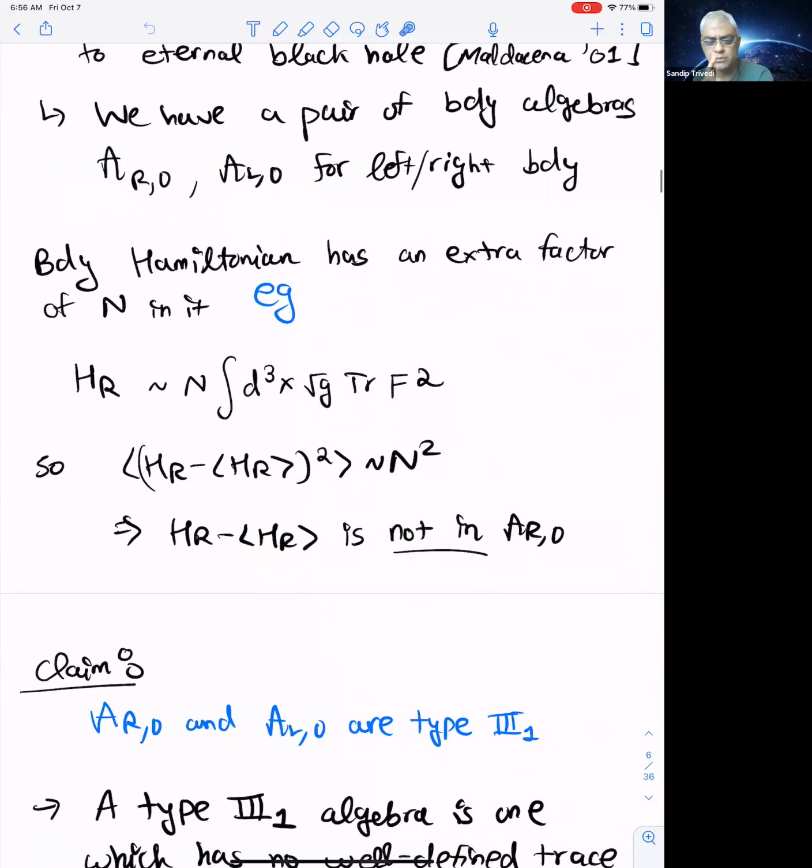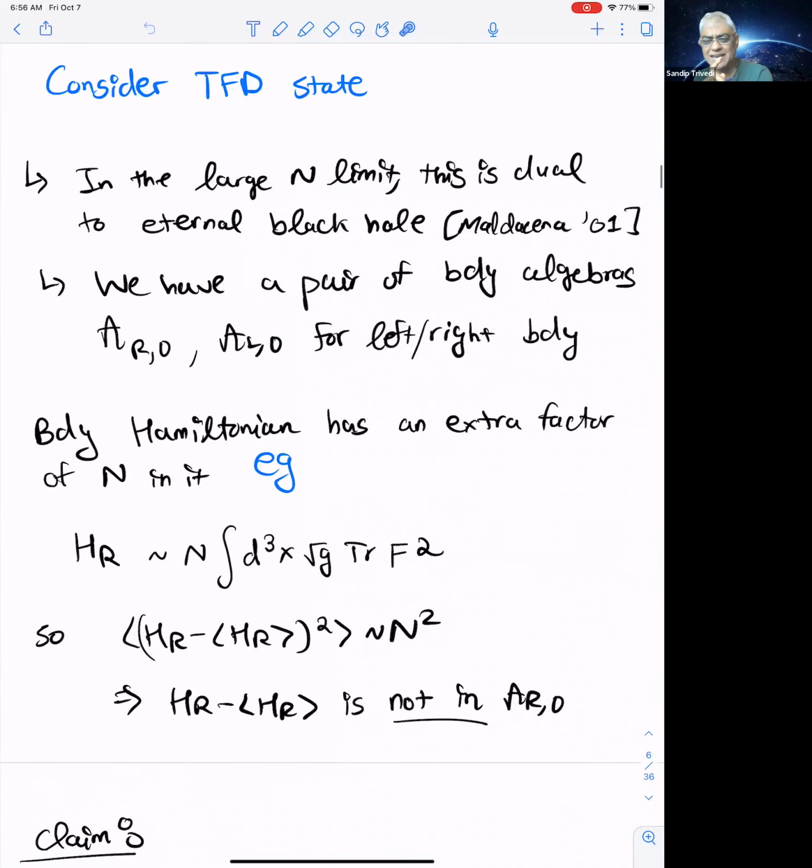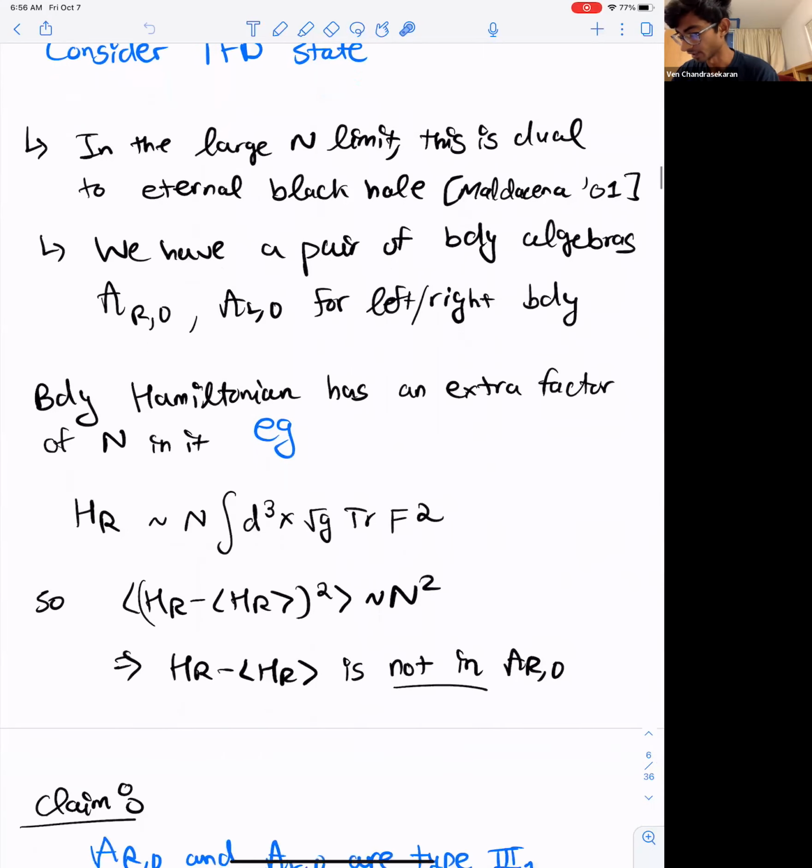Sorry, just once, when you say there's an N in front, this is with F squared normalized so that its 2-point function is order 1? Order 1, exactly, yeah. Okay. Thanks.